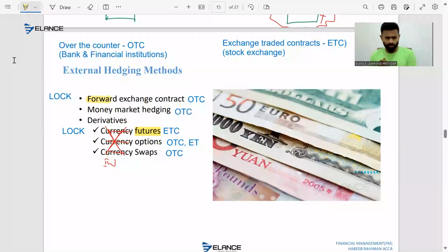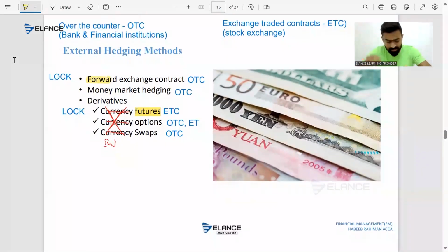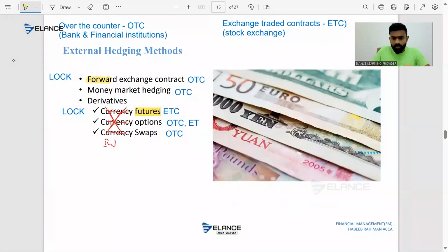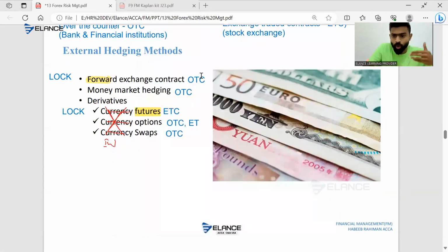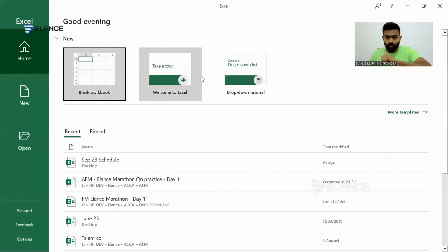We will be in a locked position if we take forward or futures. But do remember, forwards are from over the counter and futures are from exchange. Now, having said this, I'll make an example. We have to wait for a few more 20 to 30 minutes to discuss this knowledge part. After discussing knowledge, we will be easily able to practice the questions.